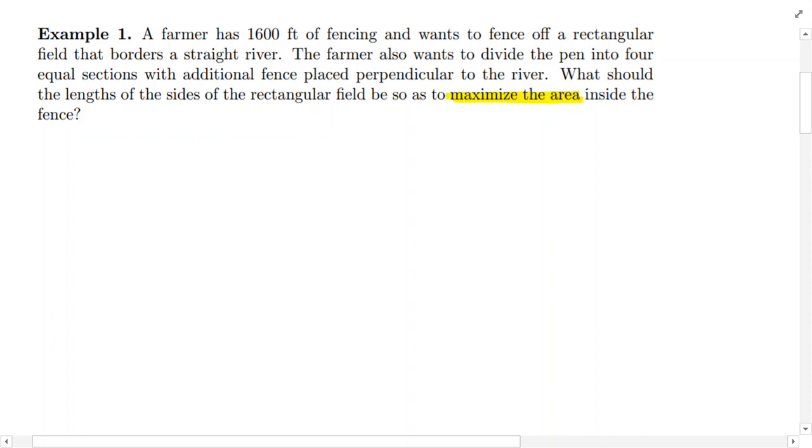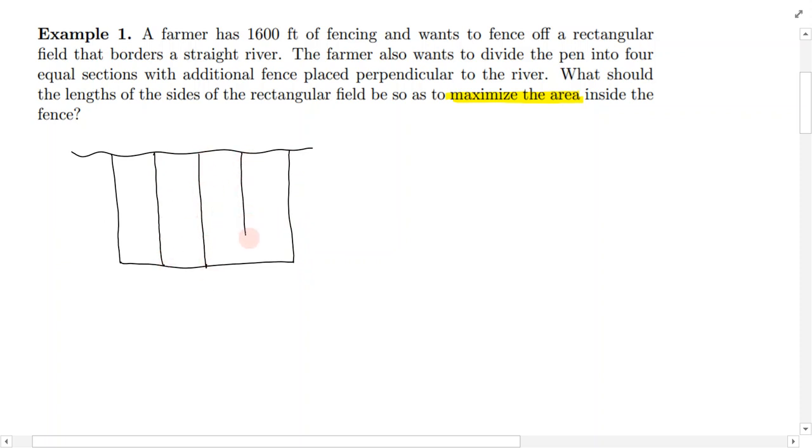I'll come back to that in a minute, but the first thing that you generally want to do, if you don't have an image already provided for you, is see if you can draw a picture of what you're given. So in this particular case, we know that we have this river here, and we have a rectangular pen that he wants to build. And he also wants to place inside of that some additional pens. So he's going to divide this into 4 equal parts. So we have 4 parts there.